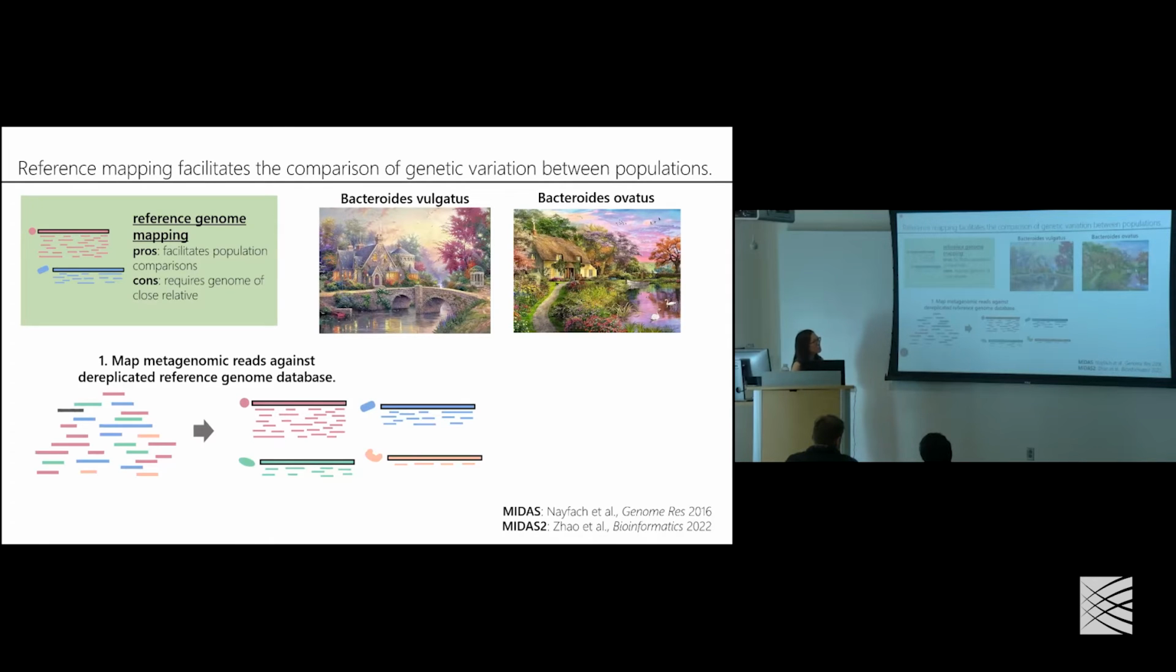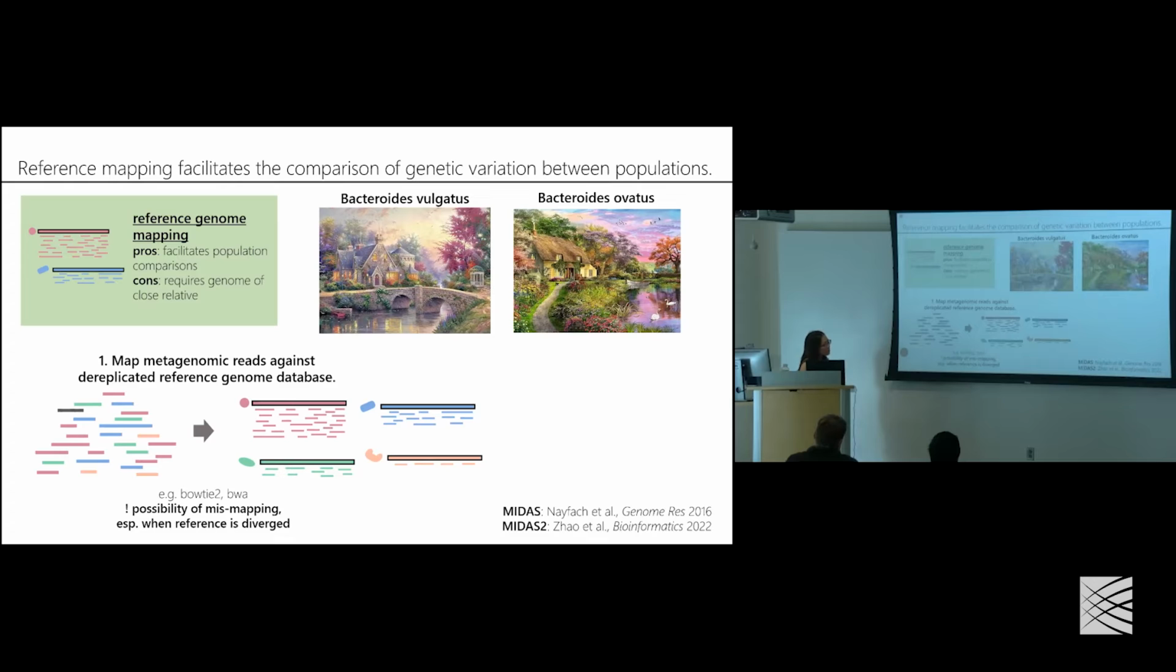And so the first step of this analysis is that we map the metagenomic reads against a dereplicated reference genome database. Dereplication just removes genomes that are nearly identical. And so, for example, I do not want a reference genome database with 10,000 E. coli genomes. That would just severely complicate my analyses in unhelpful ways.